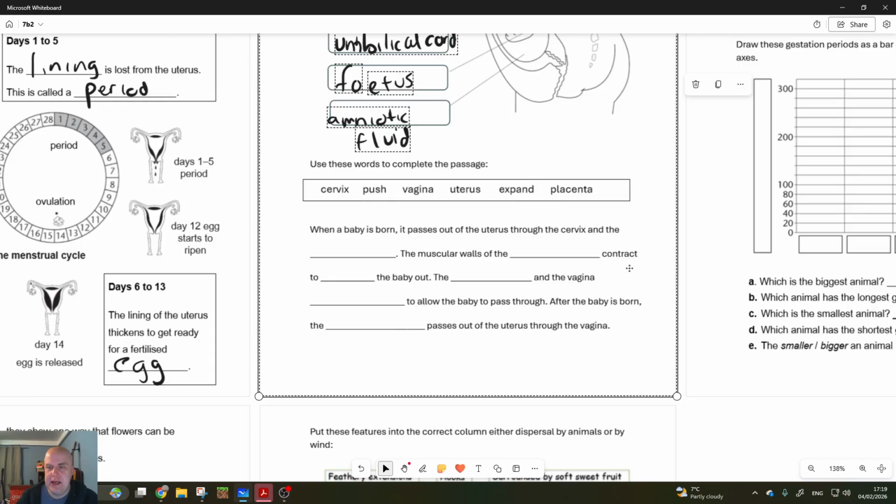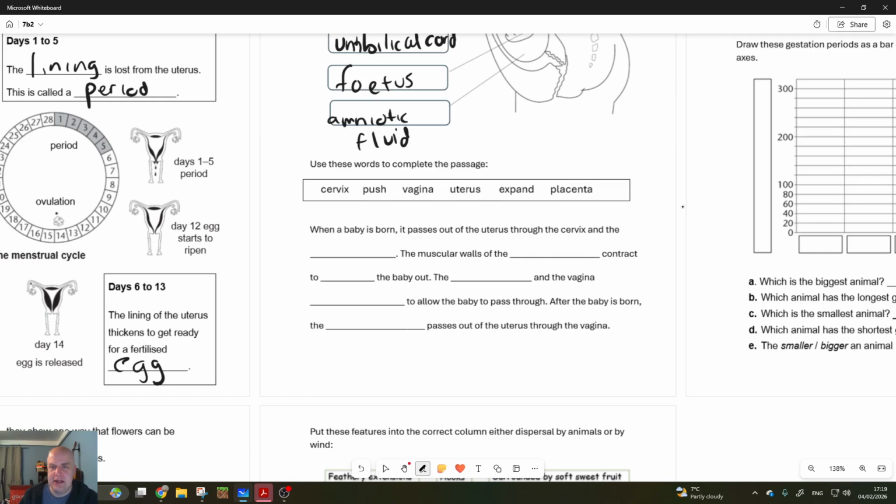Nice. And next, we've got some more words to fill in. It says, when a baby is born, it passes out of the uterus, through the cervix and the vagina. The muscular walls of the uterus contract to push the baby out. The cervix and the vagina expand to allow the baby to pass through. After the baby is born, something passes out of the uterus through the vagina. That is the placenta, which always comes out afterwards.